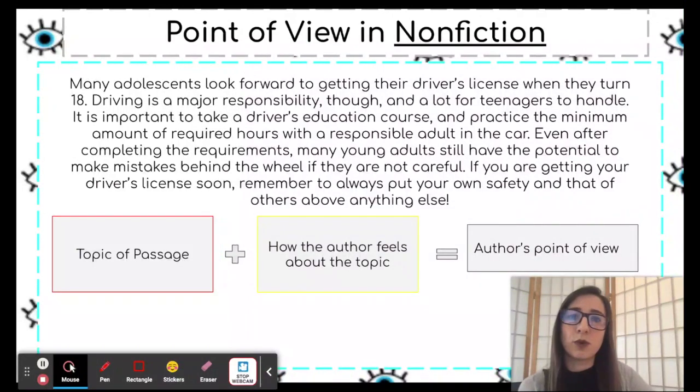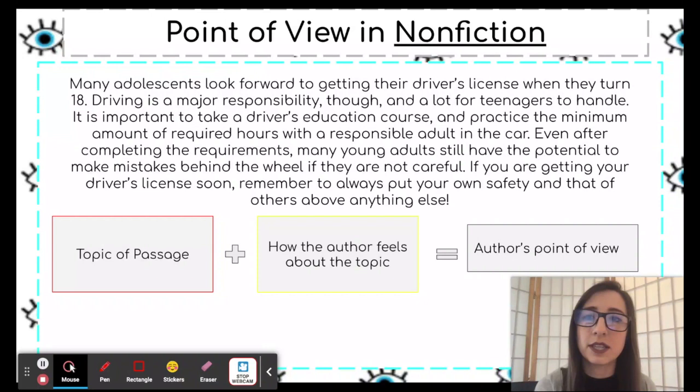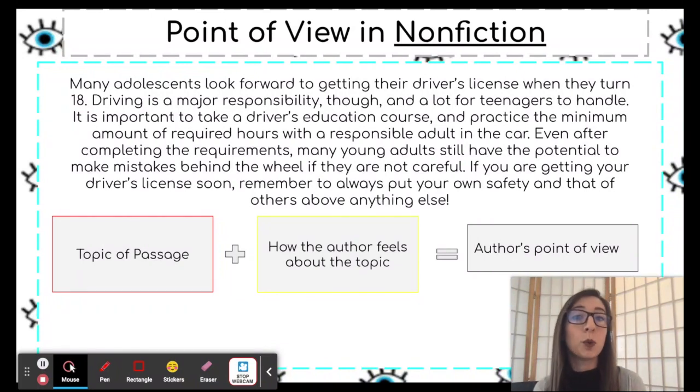Many adolescents look forward to getting their driver's license when they turn 18. Driving is a major responsibility, though, and a lot for teenagers to handle. It is important to take a driver's education course and practice the minimum amount of required hours with a responsible adult in the car. Even after completing the requirements, many young adults still have the potential to make mistakes behind the wheel if they are not careful. If you are getting your driver's license soon, remember to always put your own safety and that of others above anything else.